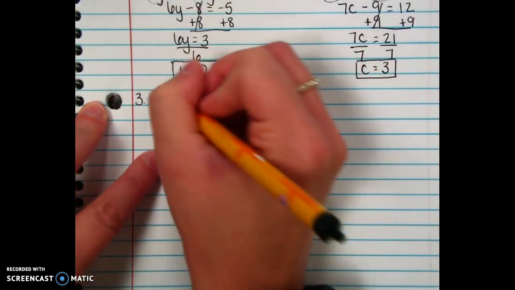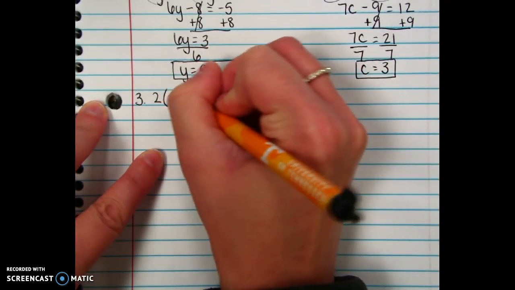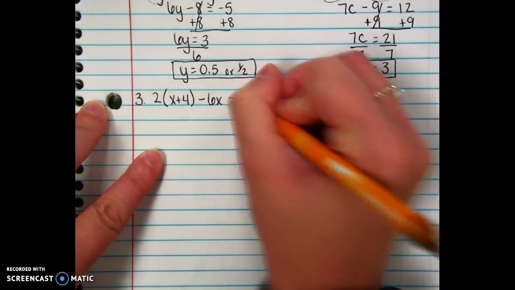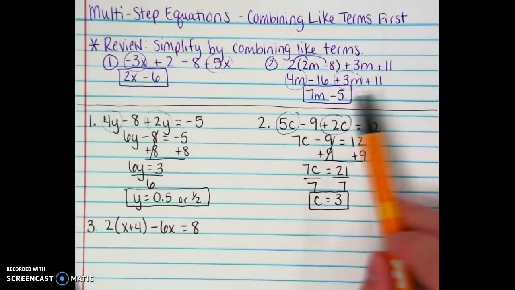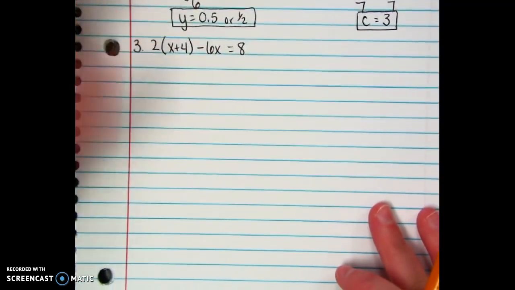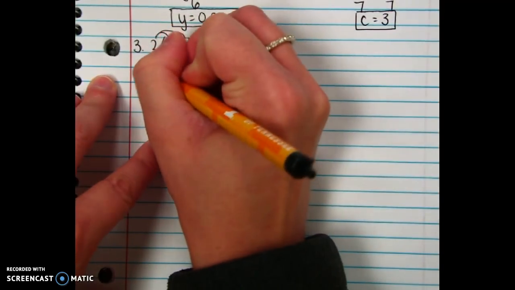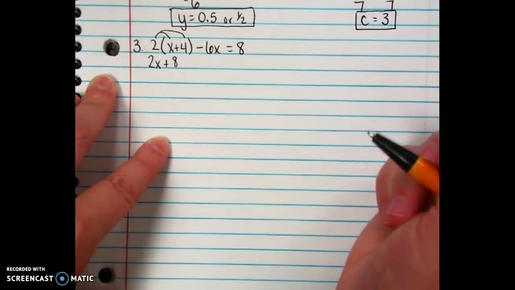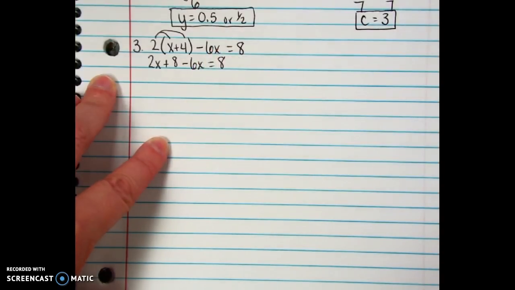Number 3, this is going to be 2, and then inside parentheses is x plus 4 minus 6x equals 8. So this is just like this one up here where you have to distribute first. So I'm going to distribute that 2. 2 times x is 2x. 2 times 4 is 8. I'm going to bring down that minus 6x equals 8.